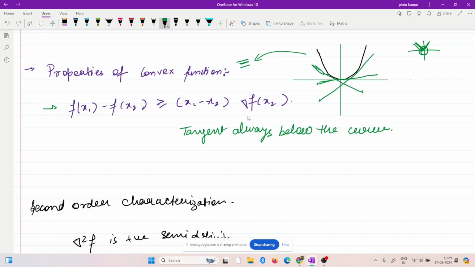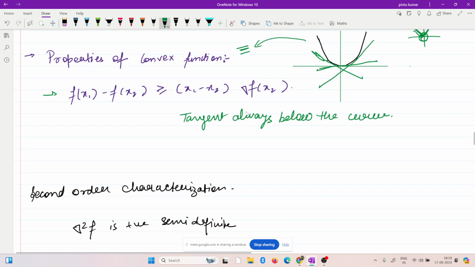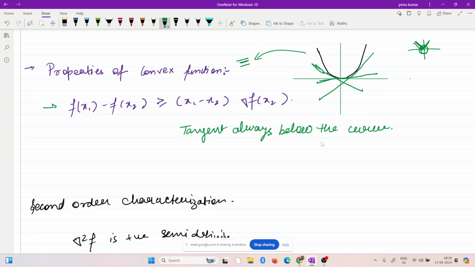So this property says the tangent is always below the curve. You can look at an example: if you have a function like this, and you drew a tangent at this point, then it will cut through your function, and your function is not always lying above the tangent. So this is not a convex function. So this was one characterization.